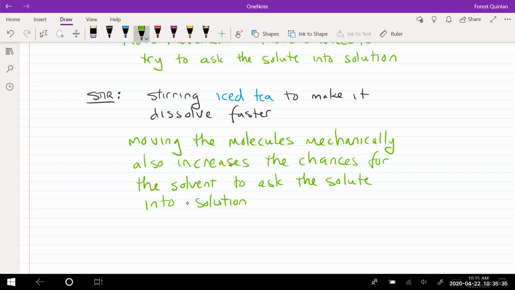So instead what you do is you mechanically move those solvent molecules over and over those solute molecules. And basically, instead of one person trying to ask the solute into solution, you drag 50 billion of them to constantly nag that solute to get into solution. And so by sheer numbers of interactions, you will now increase the ability for that solute molecule to get into solution faster.